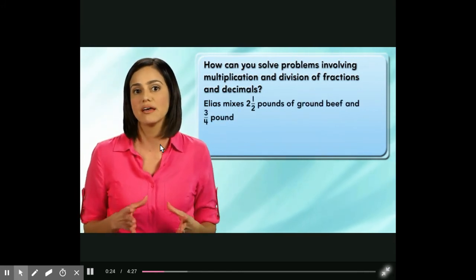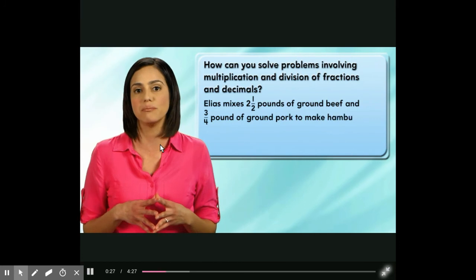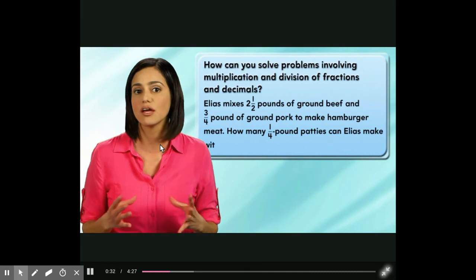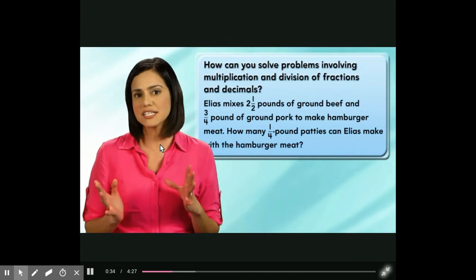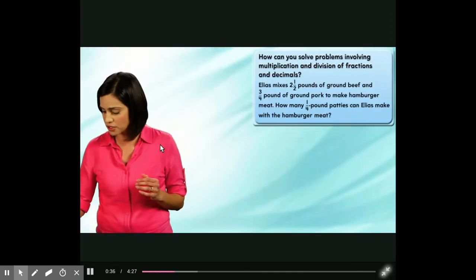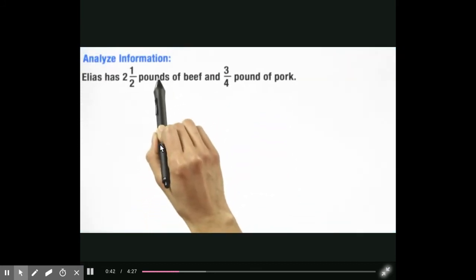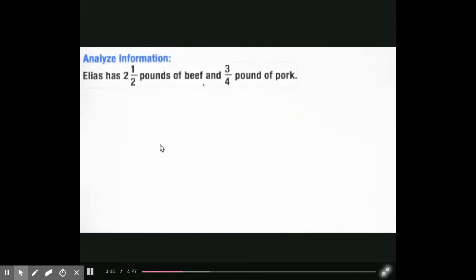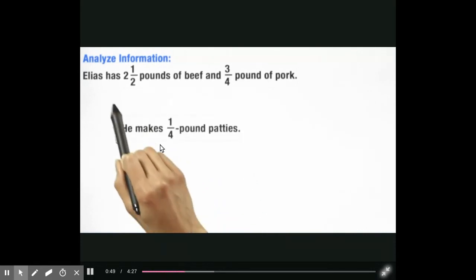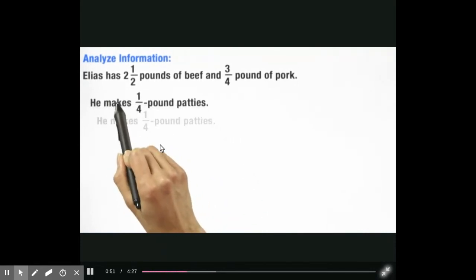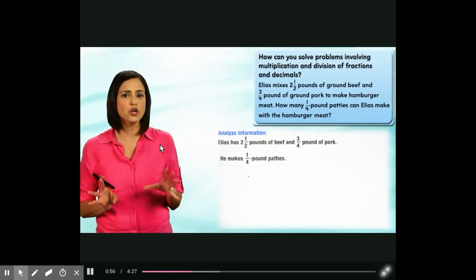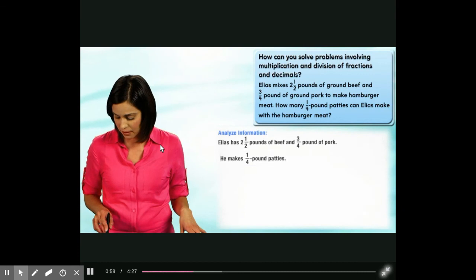Now let's go ahead and formulate a plan. And I'll write it here on the side. Well, if Elias has 2.5 pounds of beef and 3/4 pound pork, he's mixing it together to make these patties. So to mix it together, we need to add the pounds, and that'll give us the total number of pounds of meat that he has, regardless whether it's beef or pork. So we have 2.5 pounds of beef plus 3/4 pound of pork.